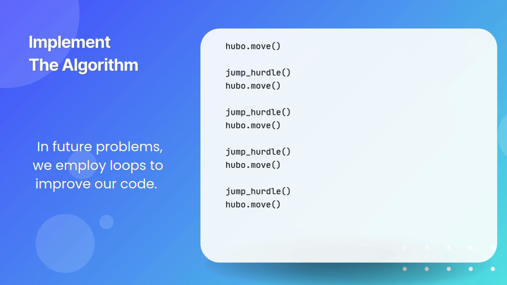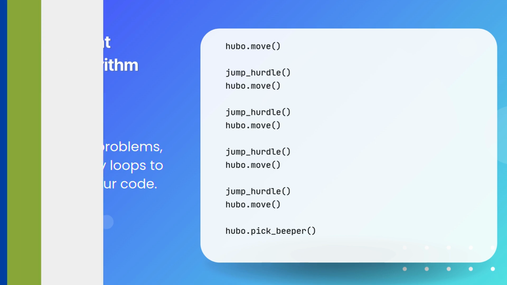After overcoming the final hurdle, the robot moves to Avenue 10, Street 1, and picks up the beeper with the command hubo.pick_beeper, completing the task.